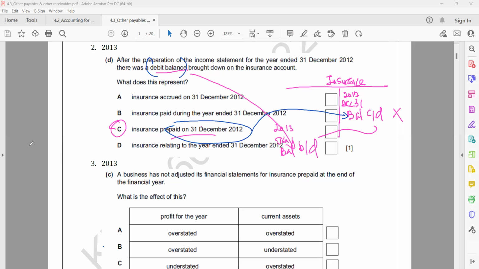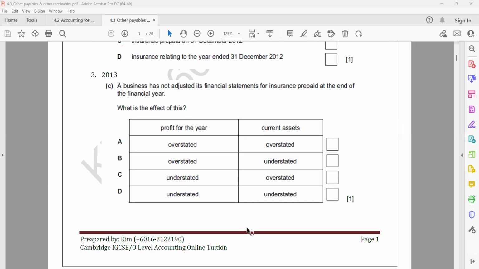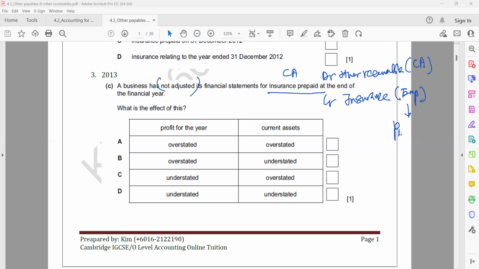Okay, next, move on. Number 3. A business has not adjusted its financial statement for insurance prepaid at the end of the financial year. Insurance prepaid is a current asset. By right, we should debit other receivable and credit insurance. But we didn't do the adjustment. So what happened? Other receivable is a current asset. Insurance is an expense. Expenses affect the profit.